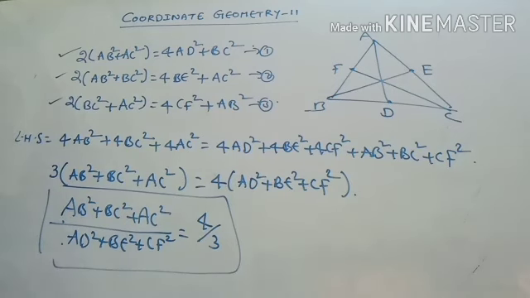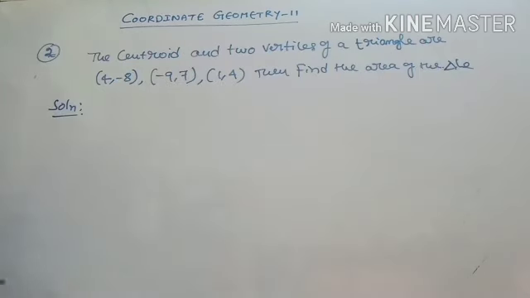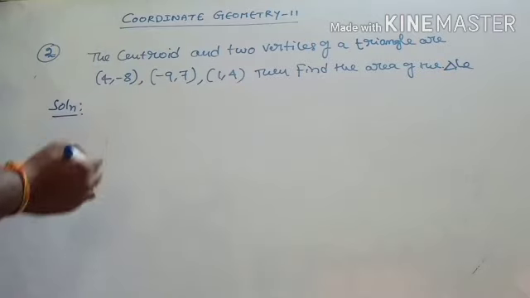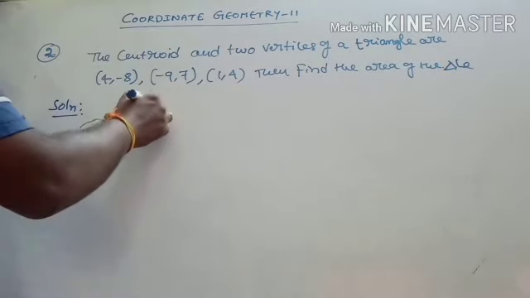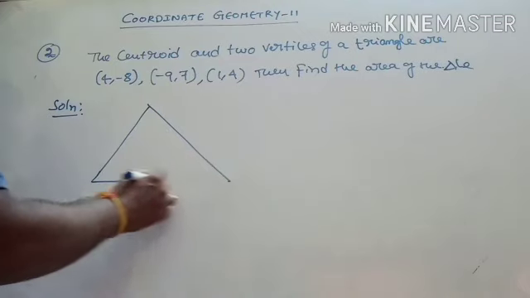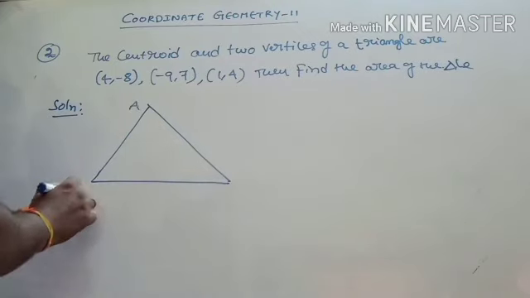This is coordinate geometry, which means we can use the geometry part and the algebra part and we can get the problems solved in whatever way we require. Now we have the second problem. The centroid and 2 vertices of a triangle are given. See, if you take a triangle like this, A, B, C.